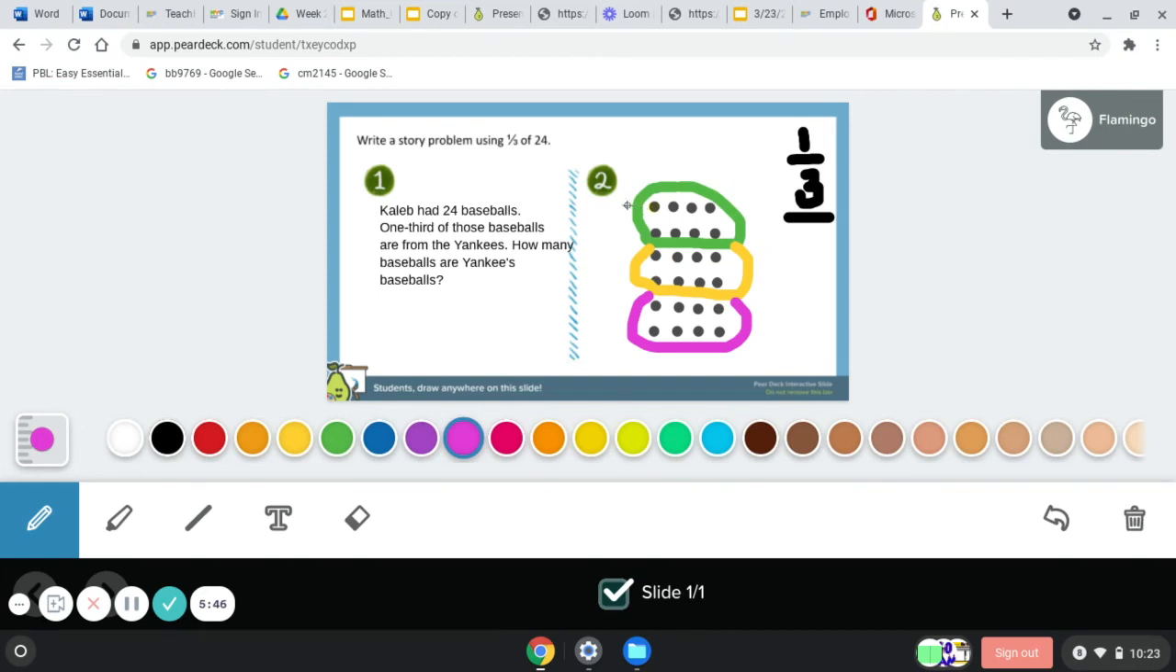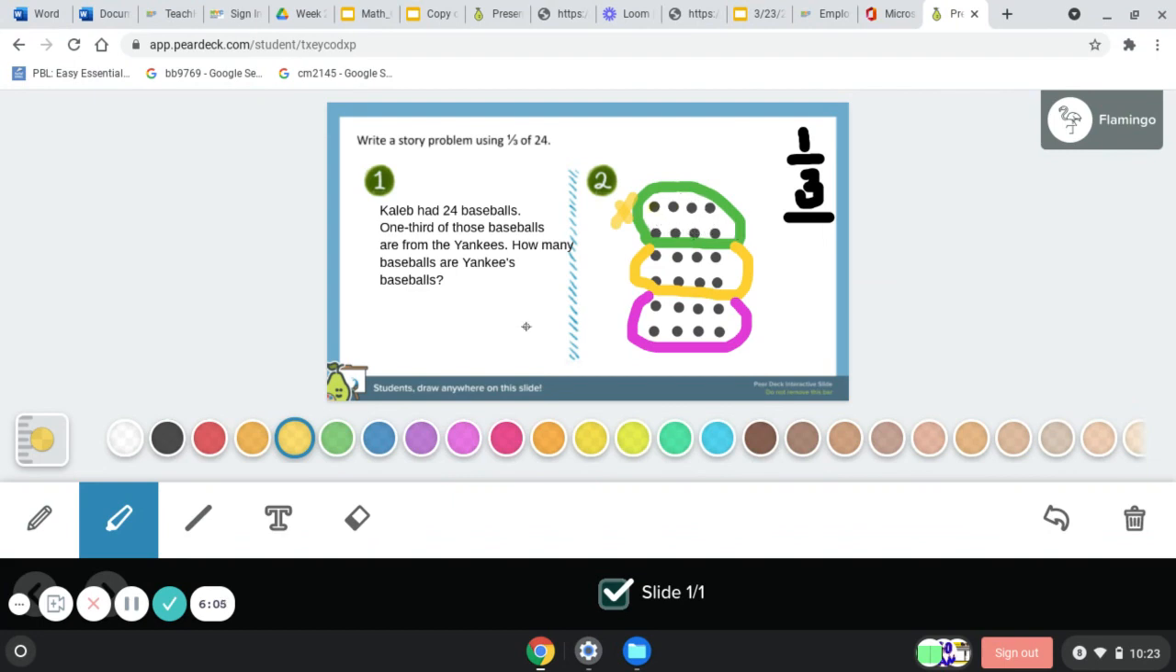So here's 1/3, here is 1/3, here is 1/3. We only need to concentrate on one of them. By looking at just one of them, I'm just putting an X here so that we know we're looking at one of them. We look inside and we know that there are 8 baseballs in there. So that means 8 of the baseballs in Caleb's collection are Yankee baseballs.